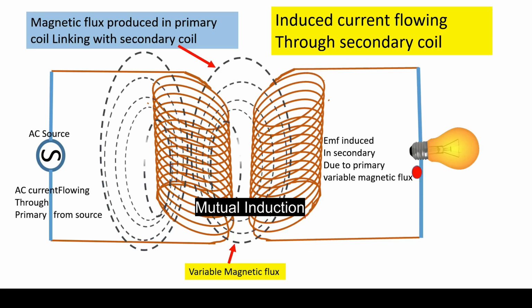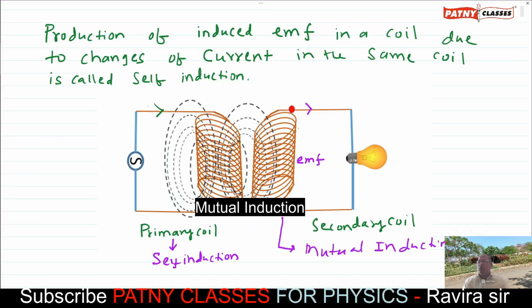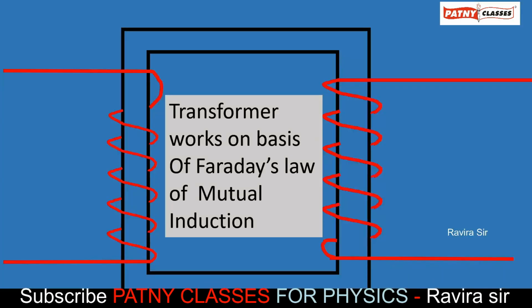Thus, electrical energy can be transferred from the primary coil to the secondary coil with the help of mutual induction. And this is a basic concept. This is the working principle of a transformer. Thus, a transformer works on the basis of Faraday's law of mutual induction.